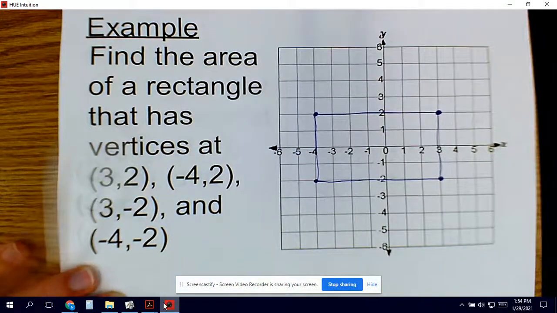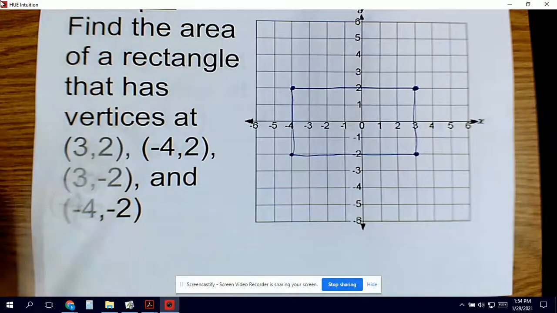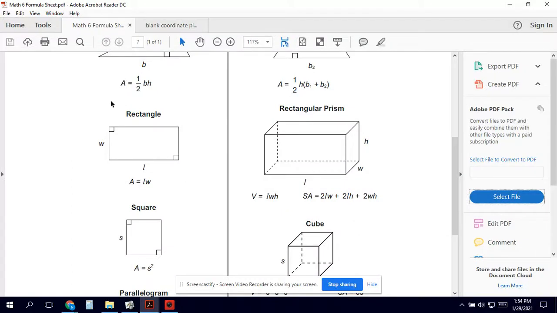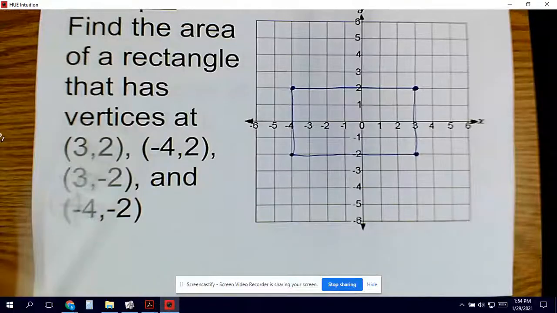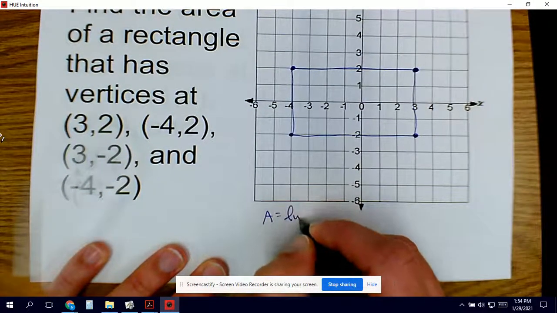a rectangle. So to calculate area of a rectangle, if you need to access your formula sheet, pull it out. Rectangle is the second object in the left-hand column. Formula area equals length times width. So let's go ahead and copy our formula down. Area equals length times width.